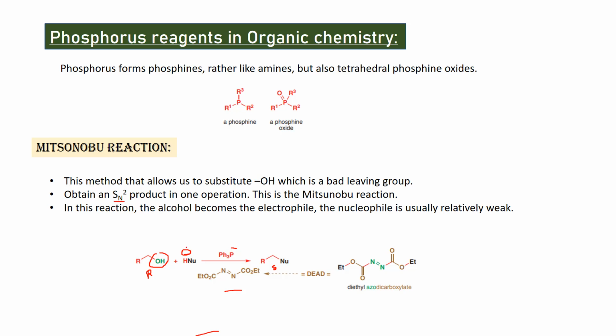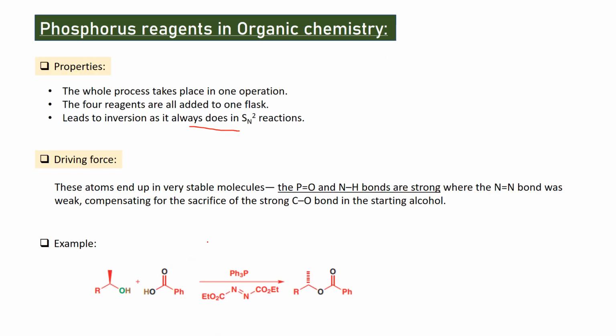Okay. Before going to the mechanism, let's learn something about this reaction. So what are the properties? The whole process takes place in one portion. This is a concerted reaction, and all 4 reagents are added in one flask, leading to inversion of configuration. As the reaction goes through the SN2 pathway, there will be inversion of configuration.